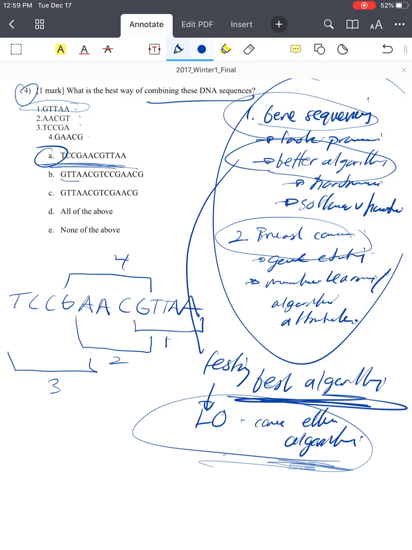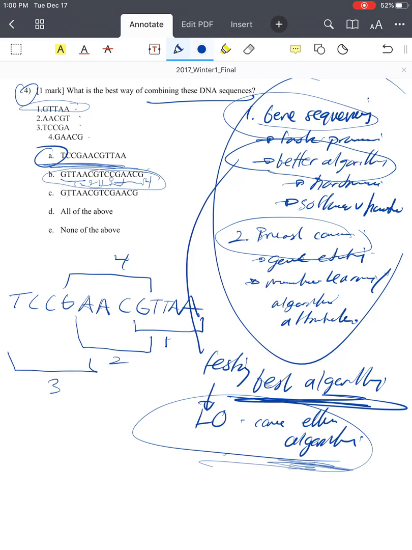So this one has number 1, and then let's see, AACGT. Okay. We got that. That's 2. TC. Okay, that's there. That's 3. And then G. Okay, so this one has all of the sequences, but it's longer, so maybe it's our second best choice.